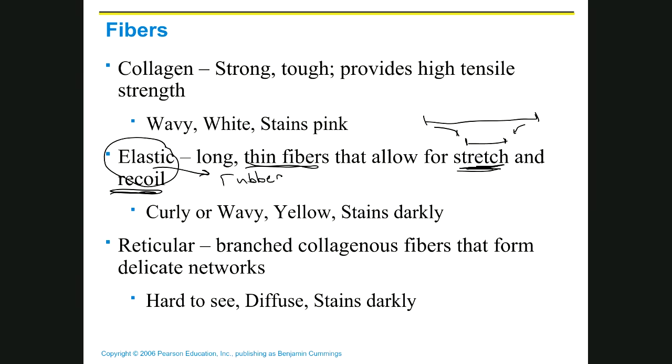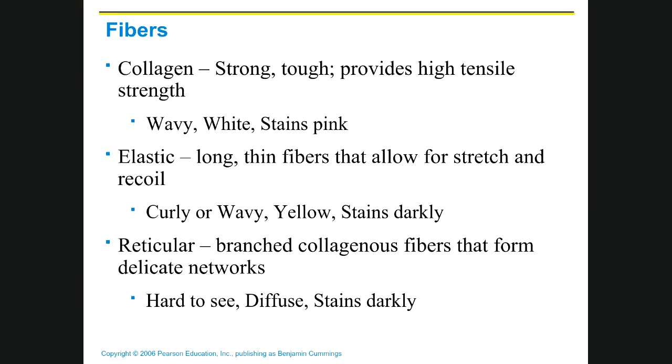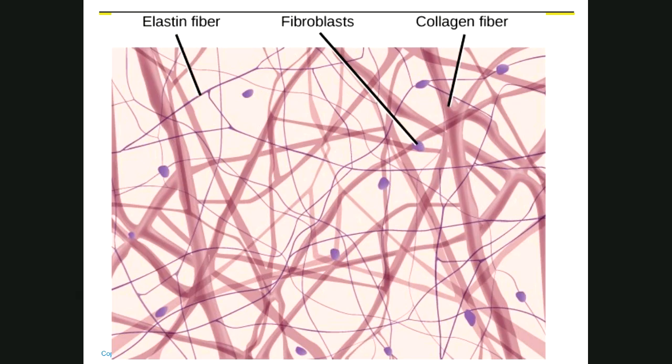If you look at them, they tend to be curly or wavy. And so if you drew one, it would be something like this. They have curls in them. In the body, they're yellow, but again, to see things, we have to stain them, and these usually are going to stain dark, almost black. So if we look in here, they're not black, but these are the elastic fibers. So these are the middle-sized fibers, and they look a little bit like hairs running through the tissue.